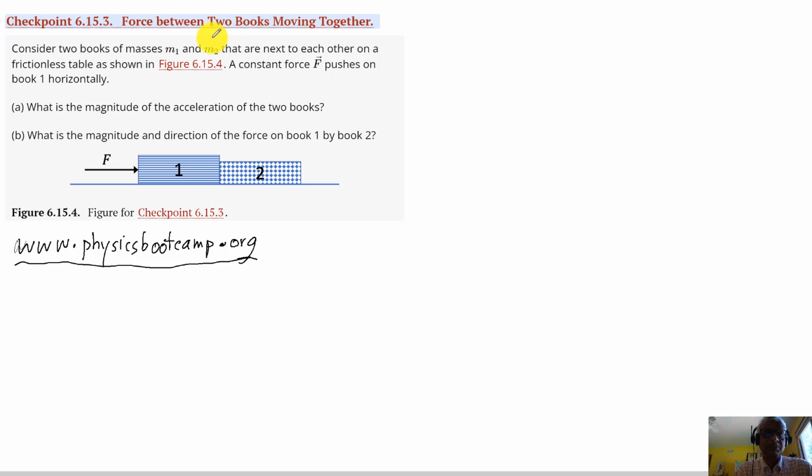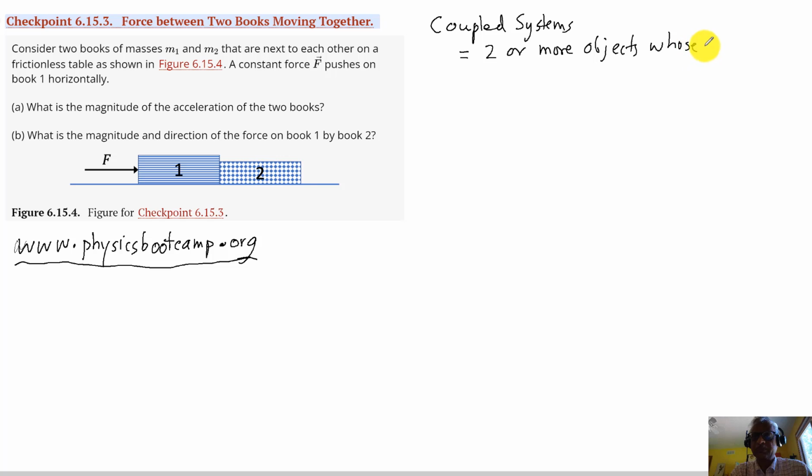This kind of problem goes under the heading of what we call coupled systems. What we mean is there are two or more objects whose motion is somehow related.